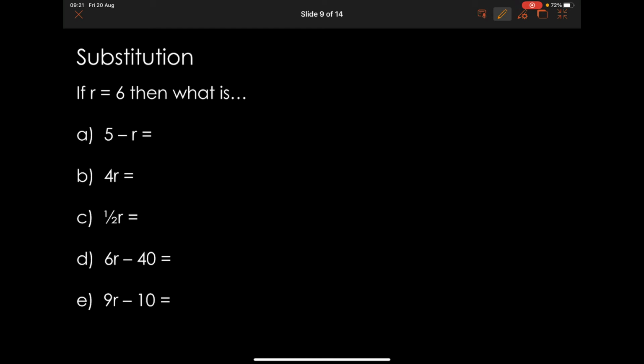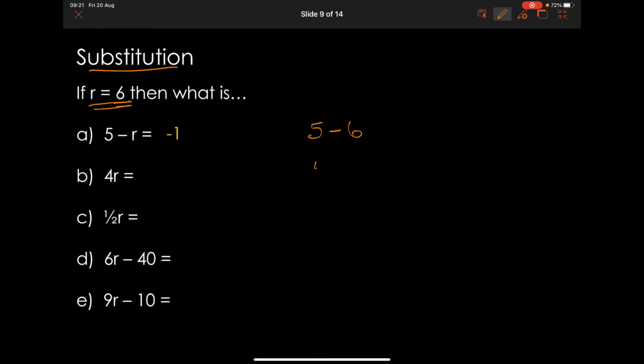Okay, if you've had a go, all it's saying here is when we substitute, we just put the numbers in place of the letters. There will be more difficult ones to have a look at in a moment. But the first one says 5 take away r. Well, 5 take away r means 5 take away 6 because it's telling us that r equals 6. And 5 take away 6 is minus 1. So you should have got minus 1 for the first one.